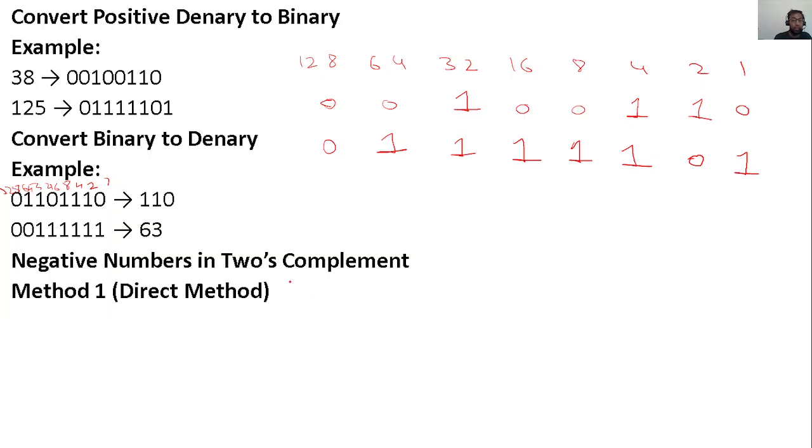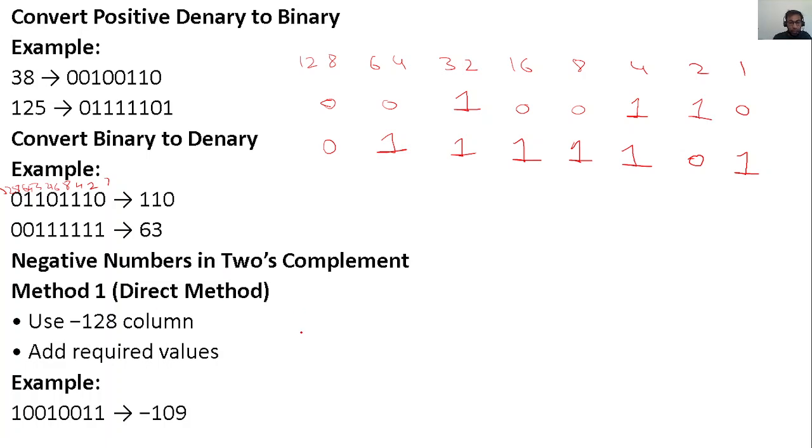The first method is the direct method. We use the minus 128 column. The first column is minus 128, that is the most significant bit. Next is 64, 32, 16, 8, 4, 2, and 1. Now suppose we have to represent minus 109.